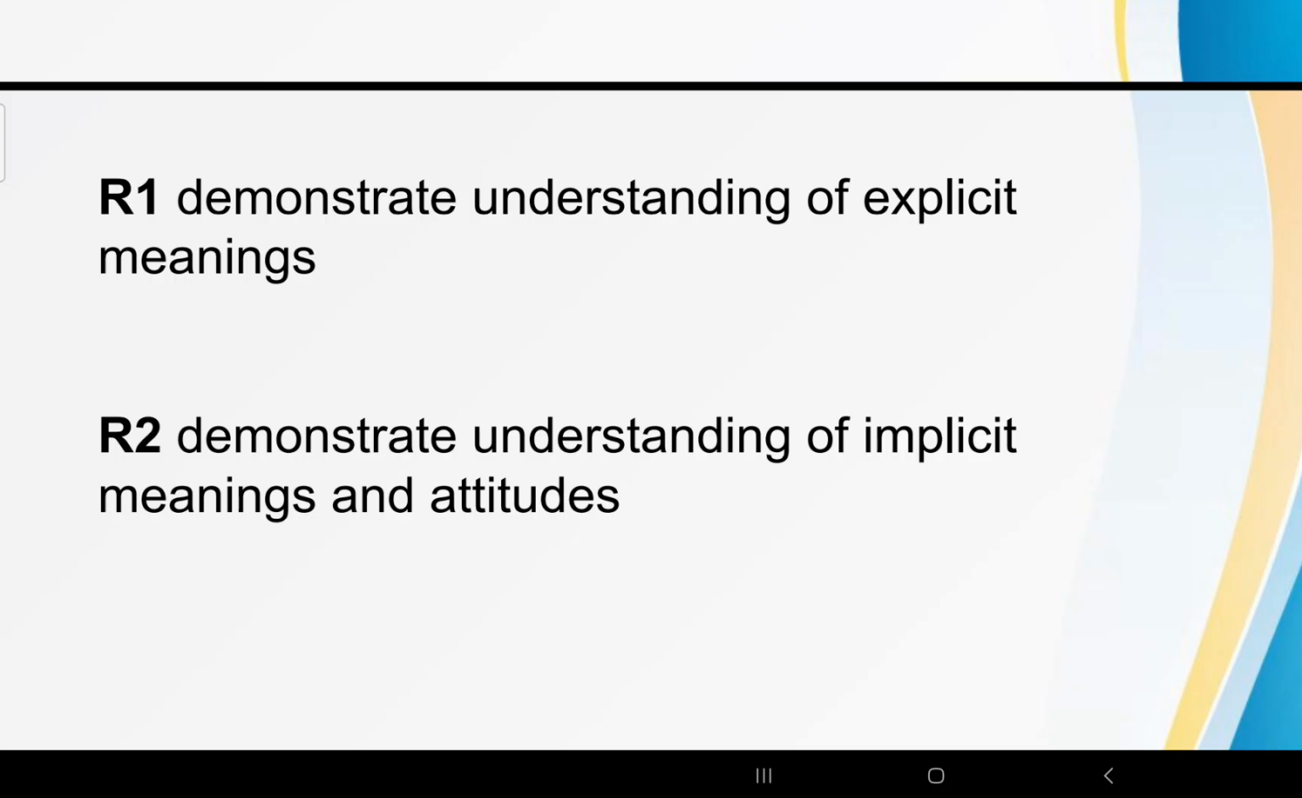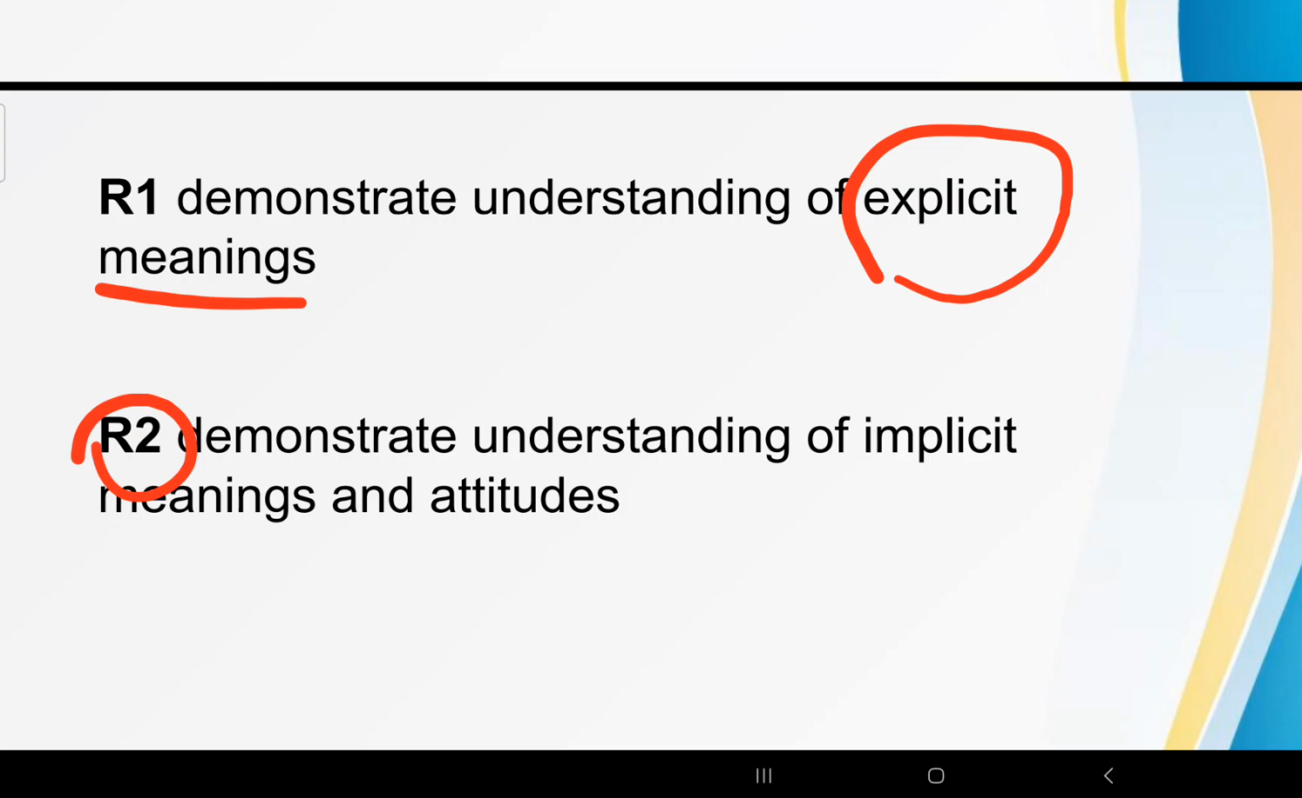Now you all know, all my students, I hope they are clear about it, what is meant by explicit meanings. Explicit means something that is clearly mentioned in the text. When you read the text, the answers, the ideas, the things that are clearly mentioned in the text, they are explicit. Then we have assessment objective number 2, that is demonstrate understanding of implicit meanings and attitudes.